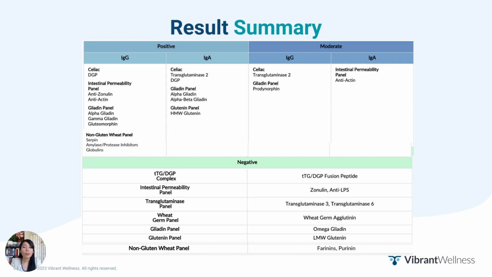Next, we have the summary of the Wheat Zoomer results. This is the first page on the Wheat Zoomer report, and it offers an overview of the patient's reactions in each panel and highlights what they're also not reactive to in the negative section.